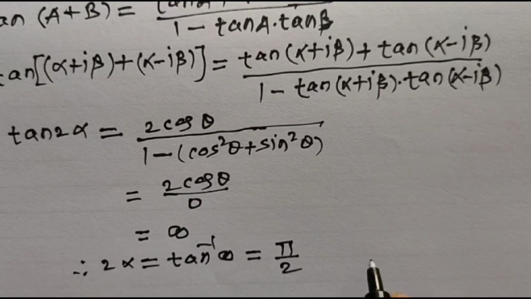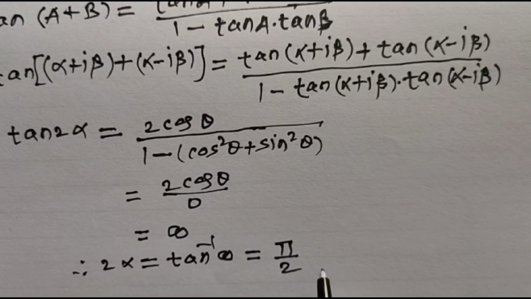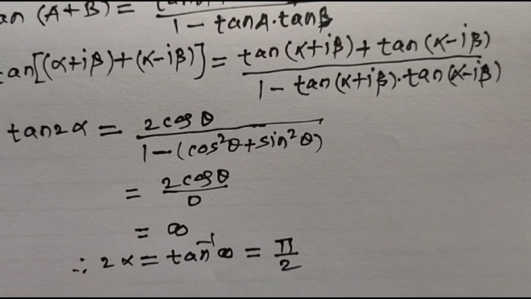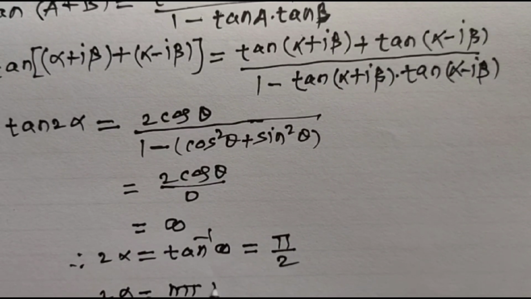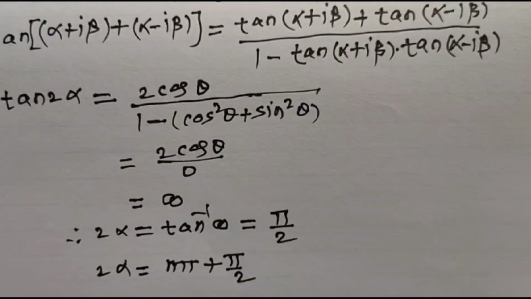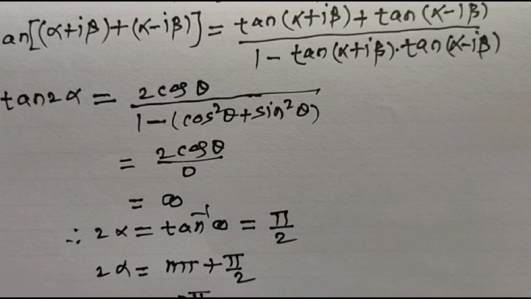Pi is period of tangent function. Adding n pi on right hand side, that gives general amplitude. So 2 alpha is equal to n pi plus pi by 2. This is general form. Alpha is equal to, taking this 2 on right hand side, n pi by 2 plus pi by 4, which is statement which we have to prove.